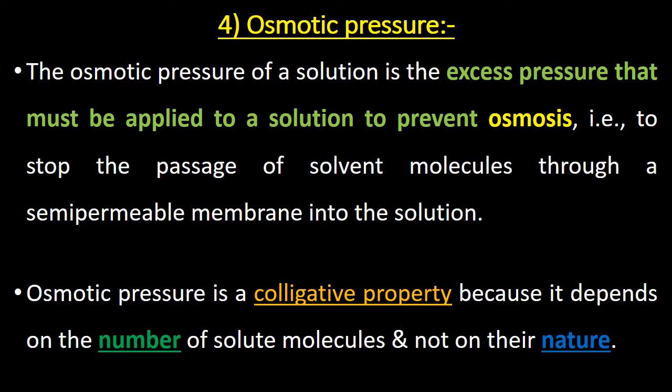Let us know what you mean by osmotic pressure. Osmotic pressure of a solution is the excess pressure that must be applied to a solution to prevent osmosis, that is, to stop the passage of solvent molecules through a semi-permeable membrane into the solution. Osmotic pressure is a colligative property because it depends on the number of solute molecules but not on their nature.